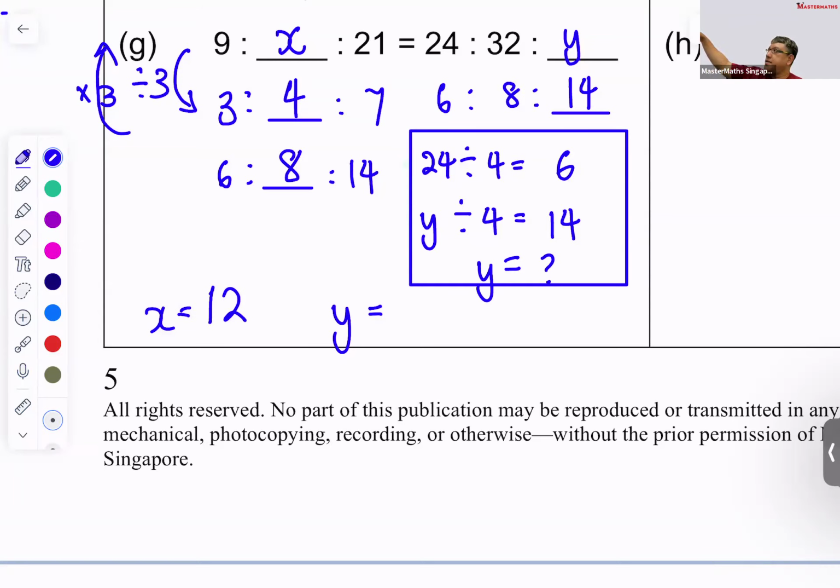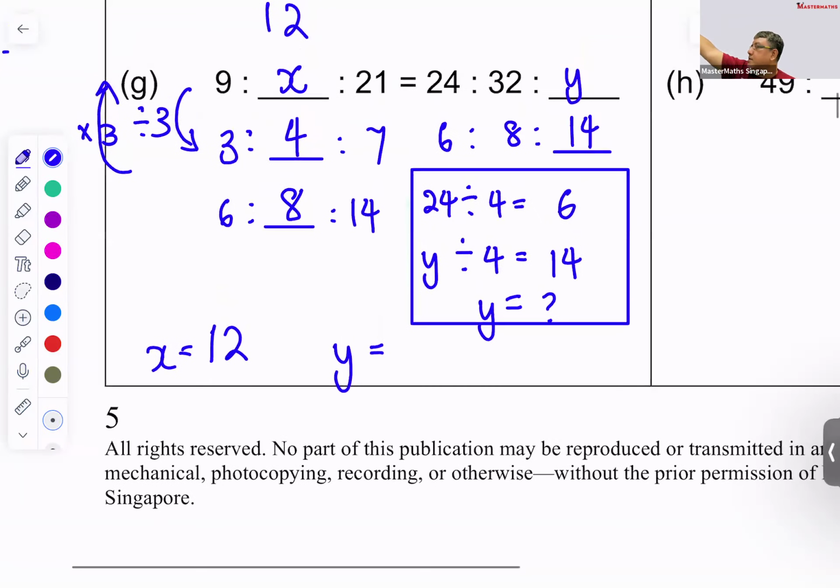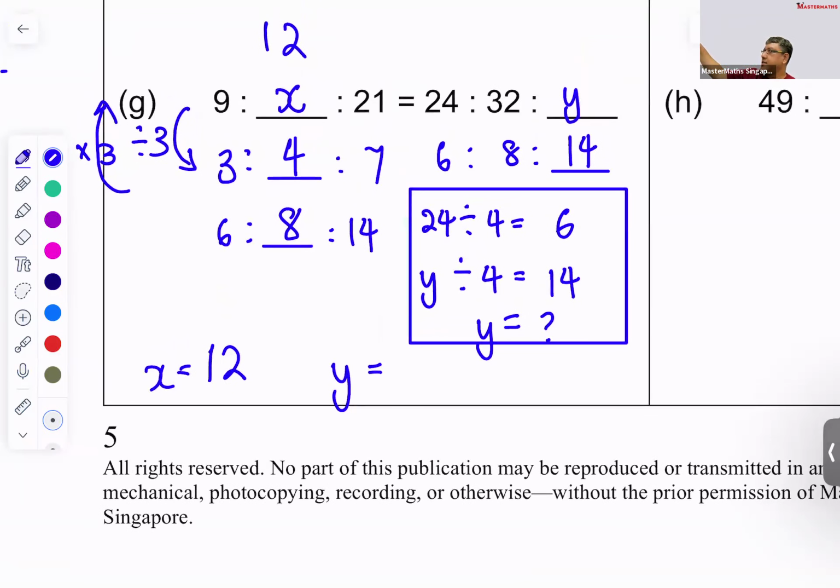So this is to aid your understanding. How do I get my y? You look carefully, your 24, you divide by 4, I get 6. So my y, I divide by 4, I'll get 14. So what was my y? You understand? So the answer is 14 times 4. What's 14 times 4? 14 times 4, 28, 28 plus 28, 56.